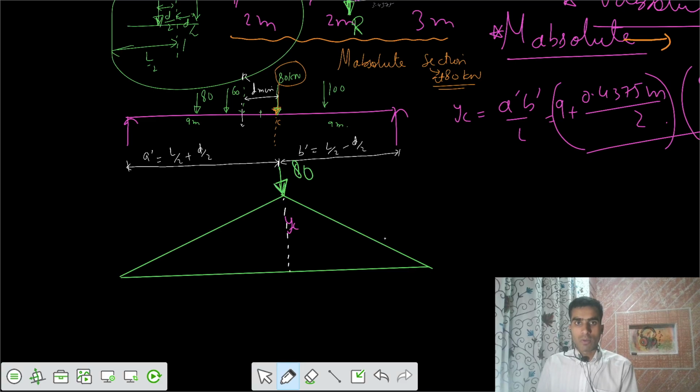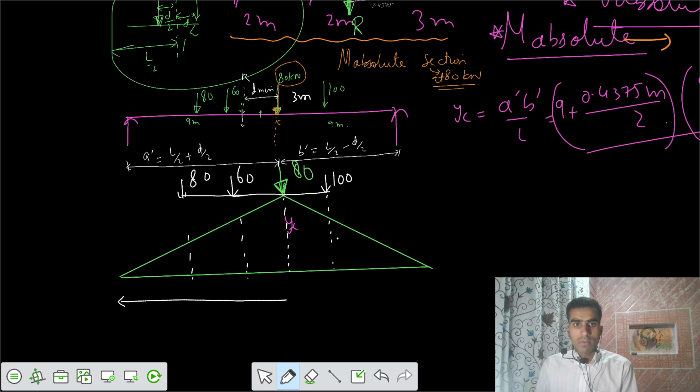This is our 80 kilonewton. After that, I can place the other loads accordingly in a suitable way. This is your 100 after a distance of 3 meter. So this is one more ordinate. And we have one more load from this side, 60, and one more load of 80. And I have to get those ordinates, and you can calculate those ordinates.